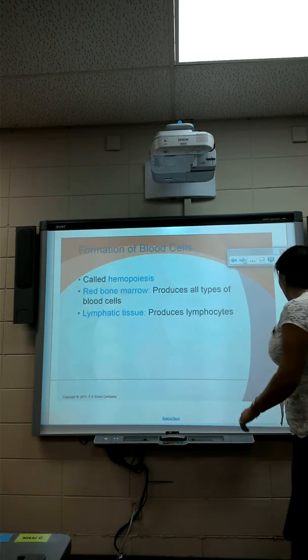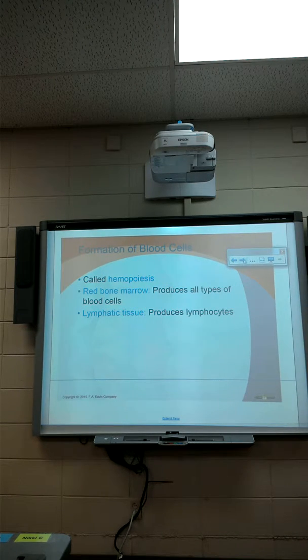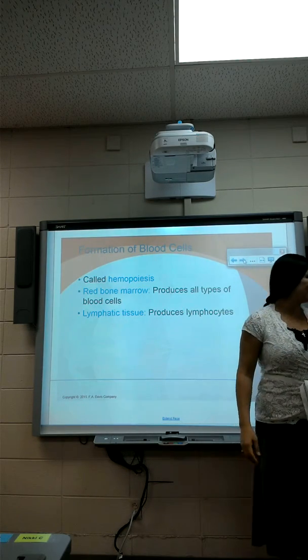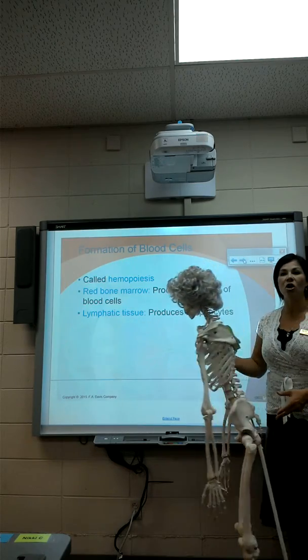So how do we make blood? How do we form it? We form it in a process called hemopoiesis. Hemopoiesis is the formation of blood cells, and it takes place in your red bone marrow. It's in particular bones that it does it, especially in adults.